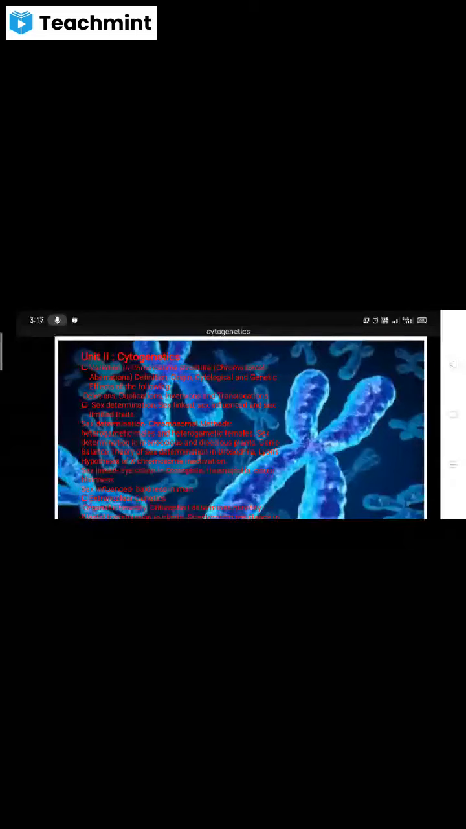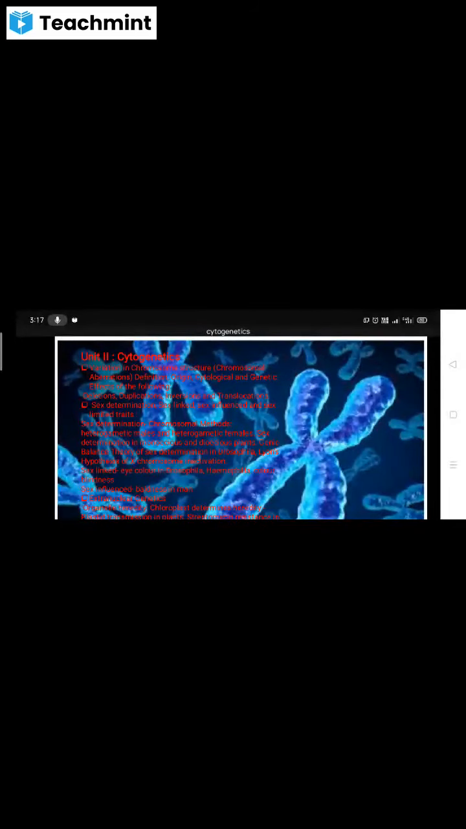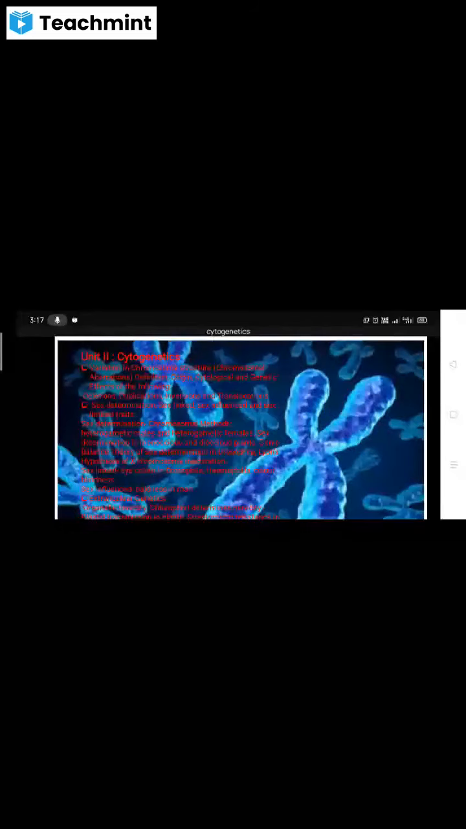In the first point in your syllabus, the genetic effects of these chromosomal changes, that is deletion, duplication, inversion, and translocation. These are the factors which affect the chromosome structure. All these factors we have discussed in detail in the first point. Then the second main point in this unit is sex determination.